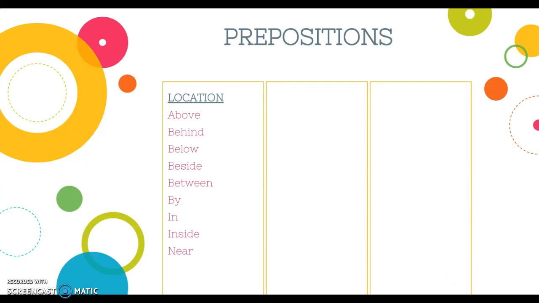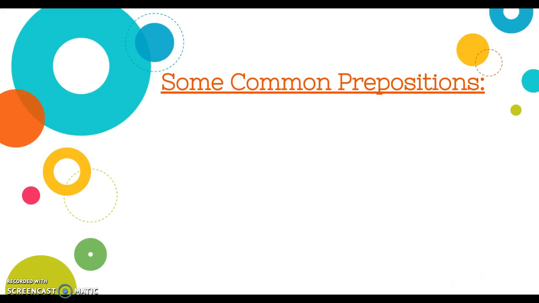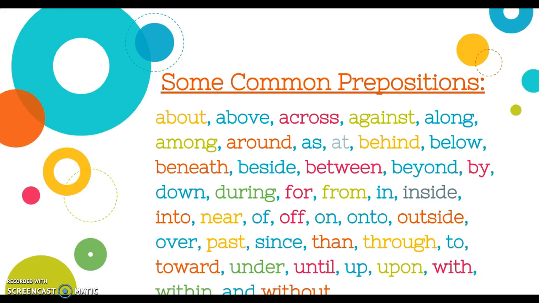Alright, and here's just a little recap of some words of prepositions for direction, location, and then time as well. And here is just a list of some common prepositions. This would be a great list to jot down to help you remember which words of a sentence are prepositions. Could help you on a future test.